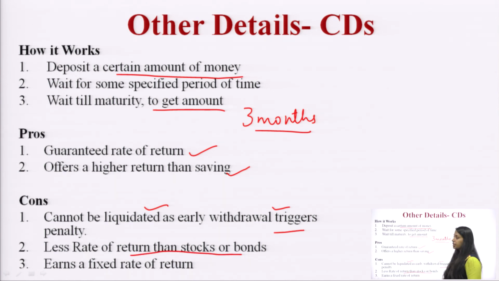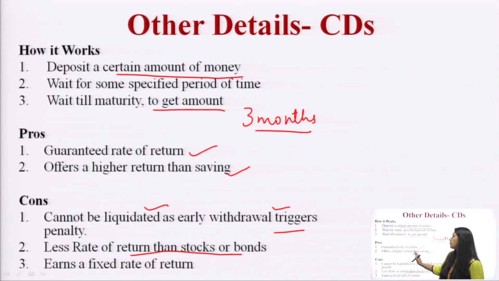Another disadvantage is a lesser rate of return than stocks or bonds. Definitely it earns a higher rate of return in comparison to your savings bank. So, if the savings bank is giving 3.5%, 4.5%, you will definitely get a higher rate of return on it. But the rate of return that you would be getting on certificate of deposits is definitely lesser than what you are getting on your stocks or bonds.